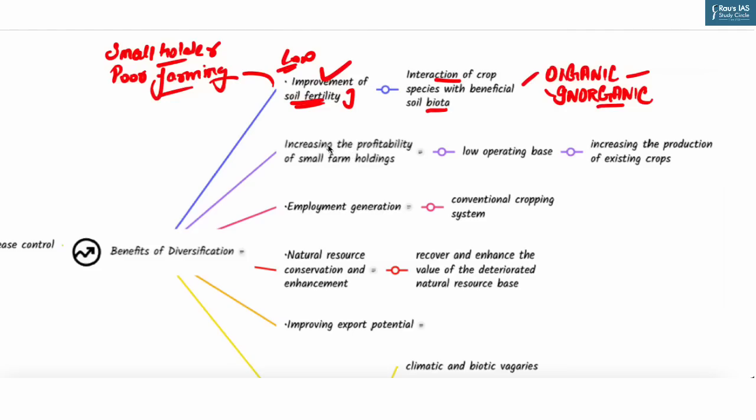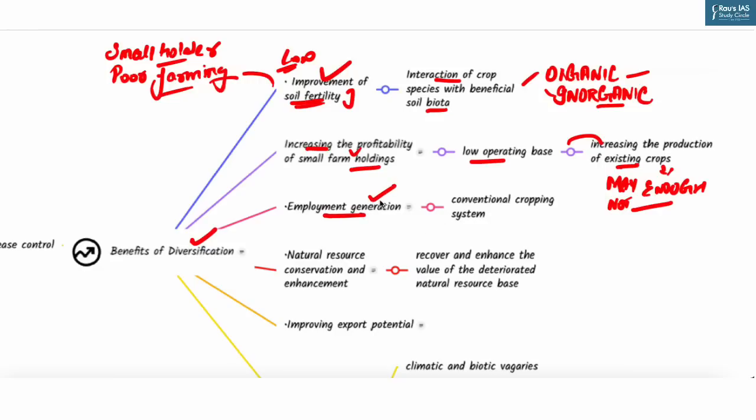Next in this is increasing the profitability of small farm holdings. Now, the domination of marginal and small farmers is one of the primary issues confronting India's agricultural sector. Why? Due to their low operating base. So increasing the production of existing crops, that is staple food crops, may not be enough to boost their earnings. Therefore, what is needed? Diversifying the traditional cropping system, which is the best option to enhance the income of small and marginal farmers. Next is employment generation.